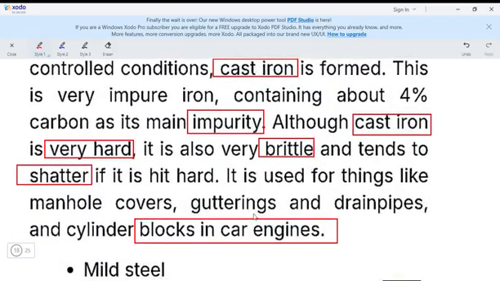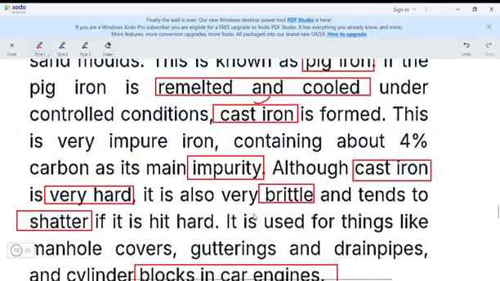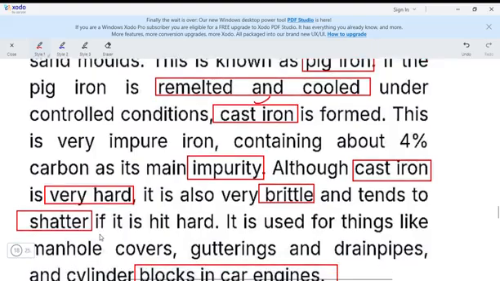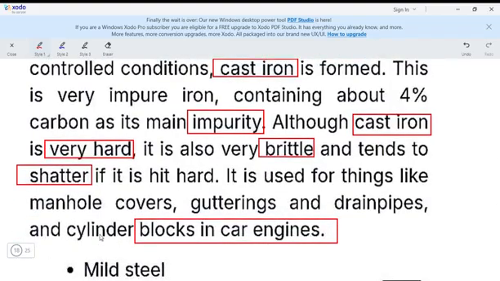Now there are some things we need to know about it. It's still somehow impure. That cast iron, even though you have remelted and cooled it, still has little impurities, about 4%. That's why this cast iron, though it's very hard, is also very brittle. That means it can break, because there are still impurities there, so it tends to shatter just like glass.